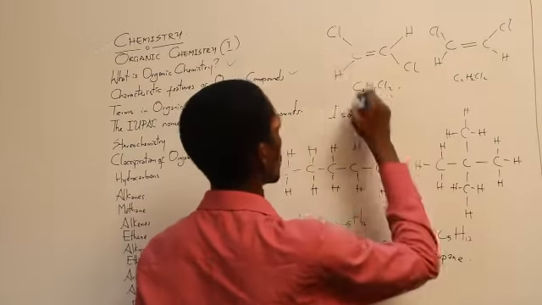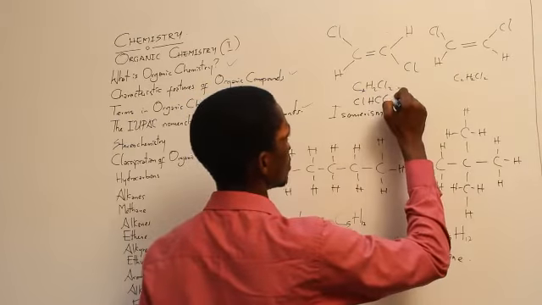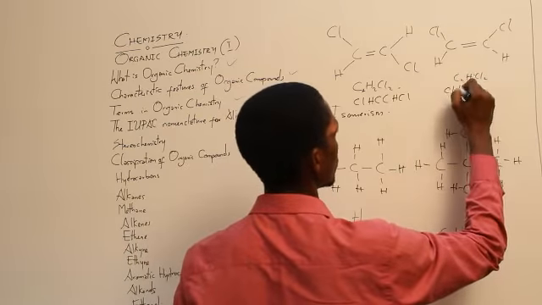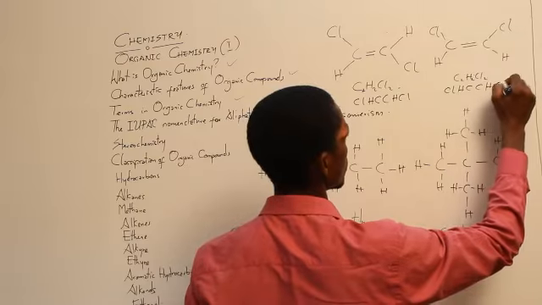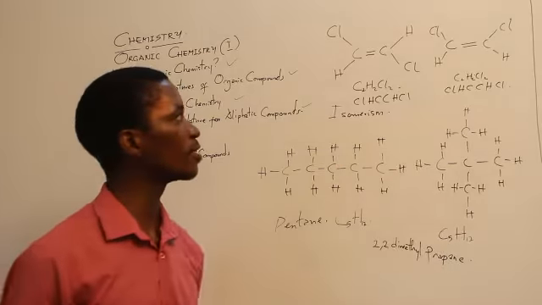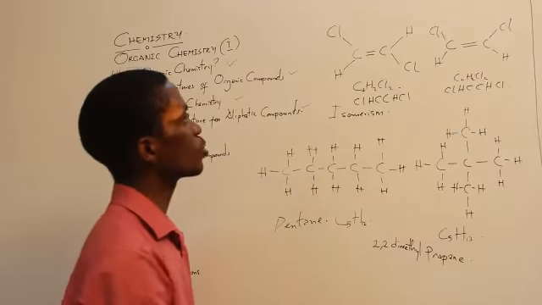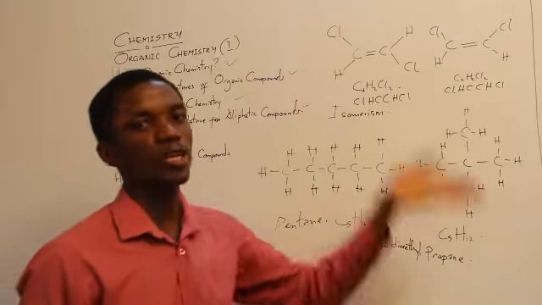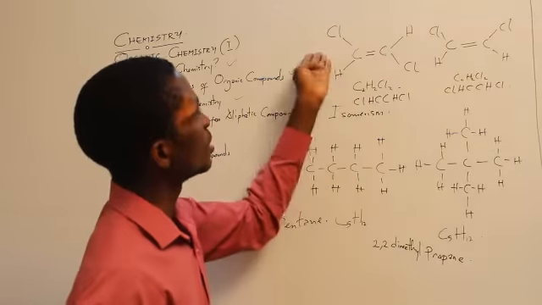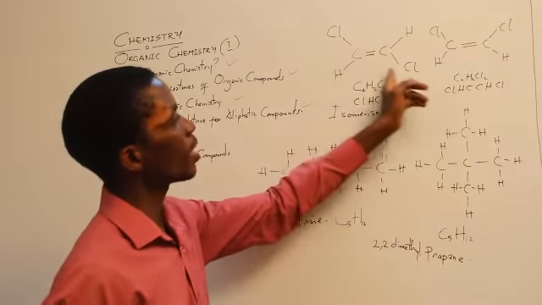Some people would like to write the formulas as the elements come. You can simply call this particular one ClHC, CHCl. And of course this one too will be ClHC, CHCl. So we are saying it's the same thing, but these two substances are not the same. This is a situation where we talk about geometric isomerism. In this particular one, the chlorines are connected in a cis manner.